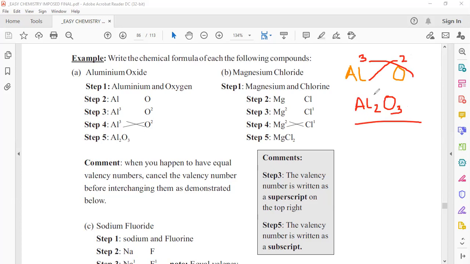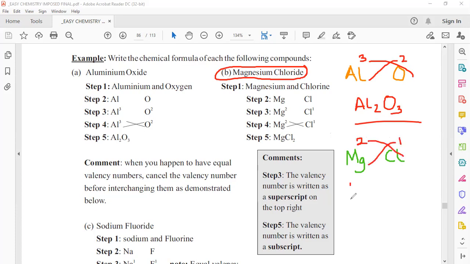We have magnesium chloride. It's the same thing. It's just a matter of identifying what is present. What is present in magnesium chloride? You have magnesium, which is Mg, capital M, small g, and you have chlorine. What is the valence number of magnesium? According to the periodic table, it is 2. The valence number of chlorine is 1. Then what do you do? Interchange.